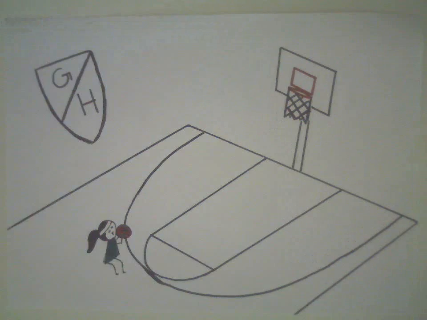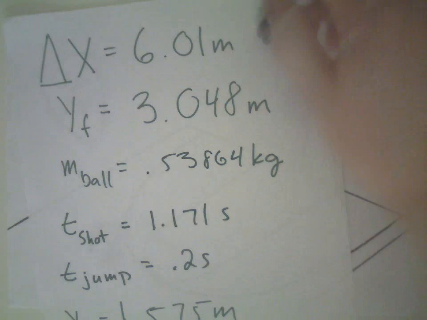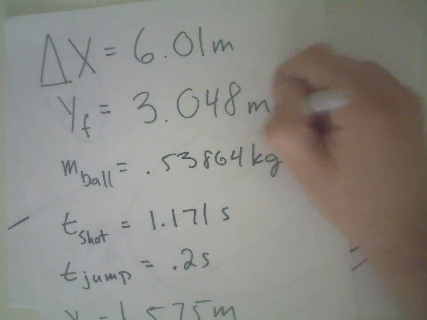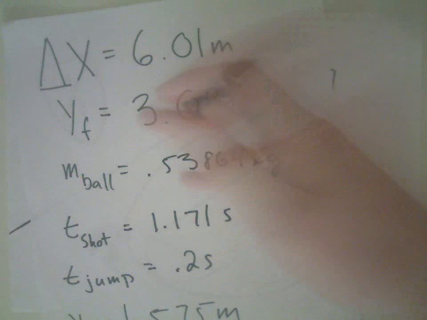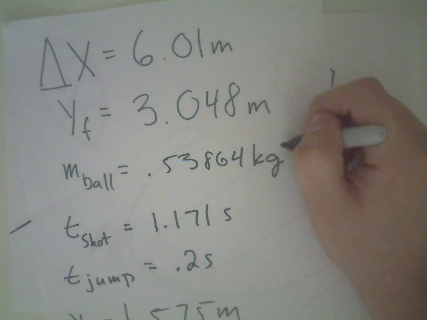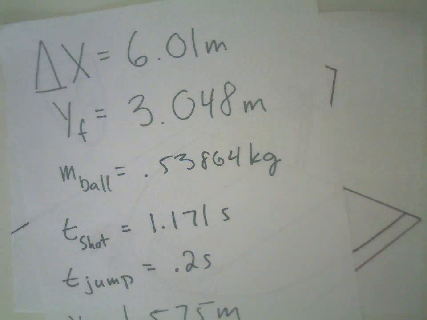So, if we correlate that with some numbers here, here's delta x, the distance traveled in the x direction, is 6 meters, our final position must be 10 feet, which is about 3 meters, and 19 ounces in kilograms is about 0.53864 kilograms. Now, we need a few more variables.